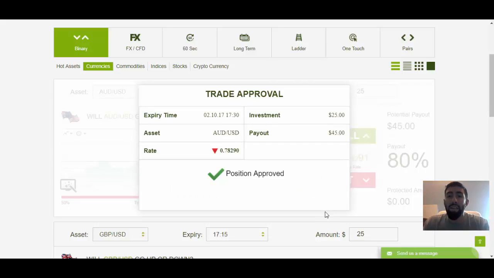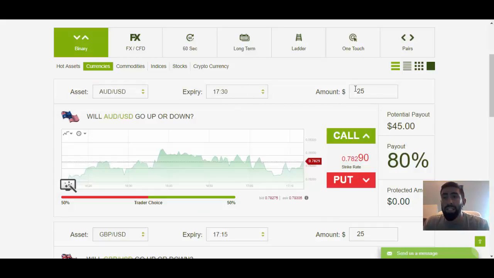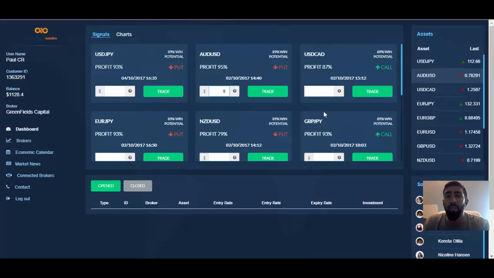and confirm it. And of course, what's also great about this, guys, is when you're trading directly through your broker, you do have control over the trade values. We're just doing $25 trades, but if you want to increase that, you certainly can. So let's follow the same steps for the other signals.